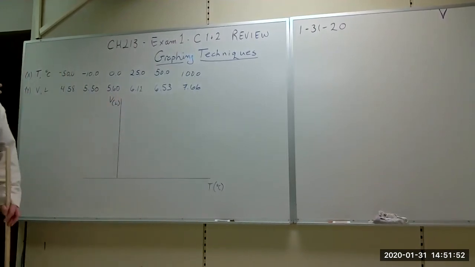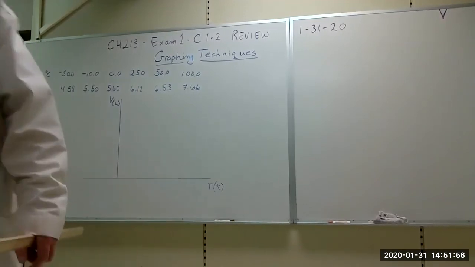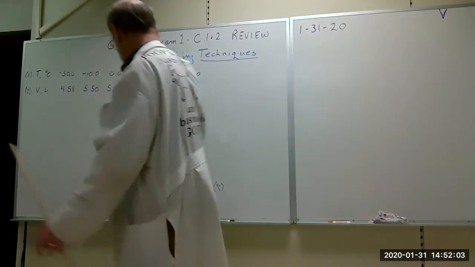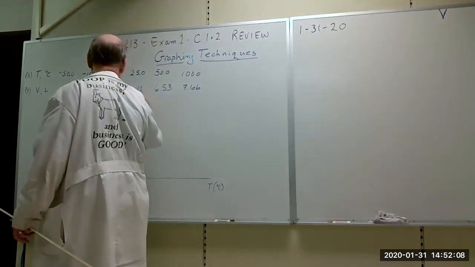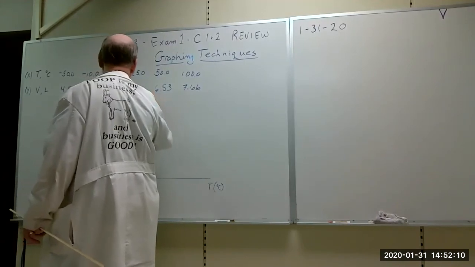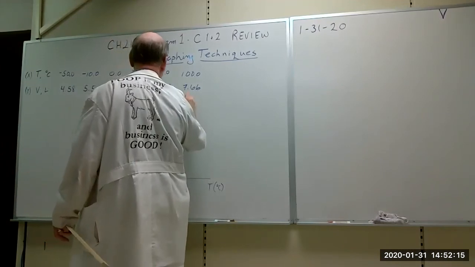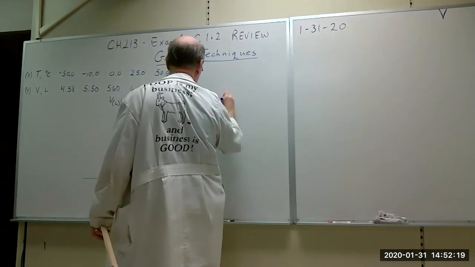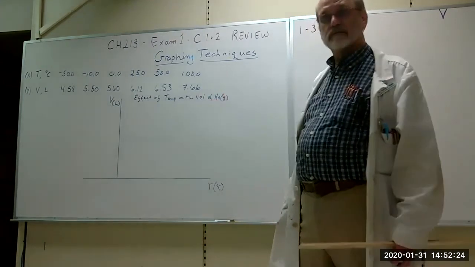And then, of course, you want to name your graph. Right? So you look at the expression here. It says the effect of temperature on the volume of helium gas. That would be the label for this whole graph. Right? The effect of temperature on the volume of helium gas.